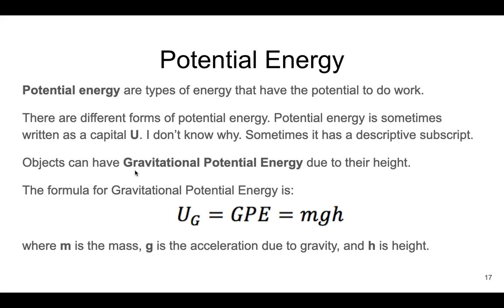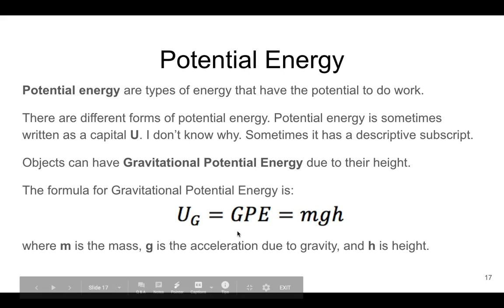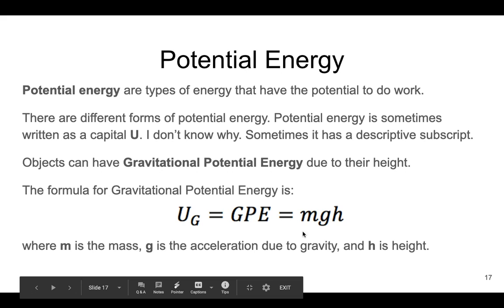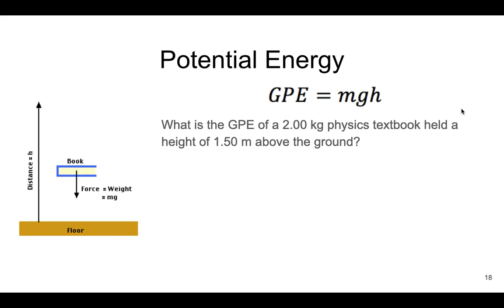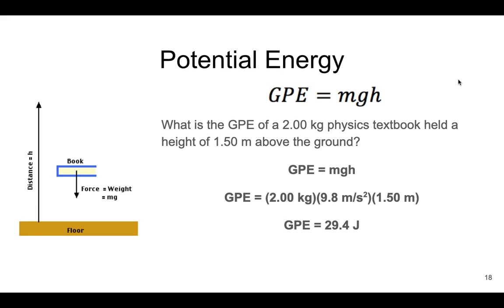We'll start with gravitational potential energy. Our symbol for that will be GPE. GPE is equal to mgh, where m is your mass in kilograms, g is the acceleration due to gravity, and you'll use the positive number, positive 9.8 meters per second squared, and h is your height in meters. What would be the GPE of a 2 kilogram physics textbook held at a height of 1.5 meters above the ground? Take your formula, plug in your numbers: 2 times 9.8 times 1.50 gives you 29.4 joules.